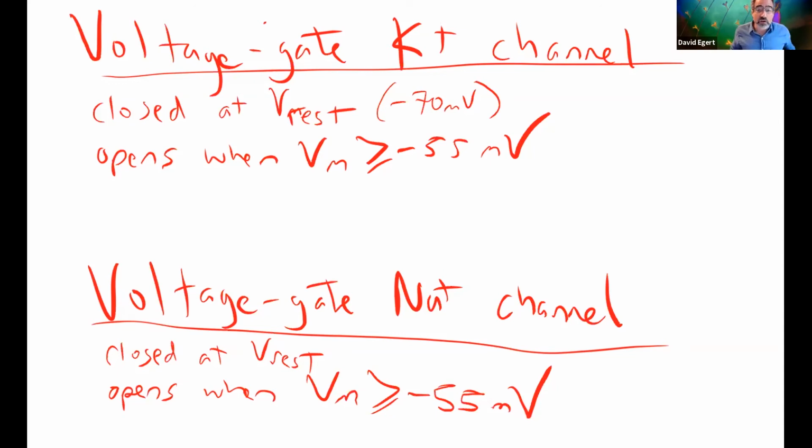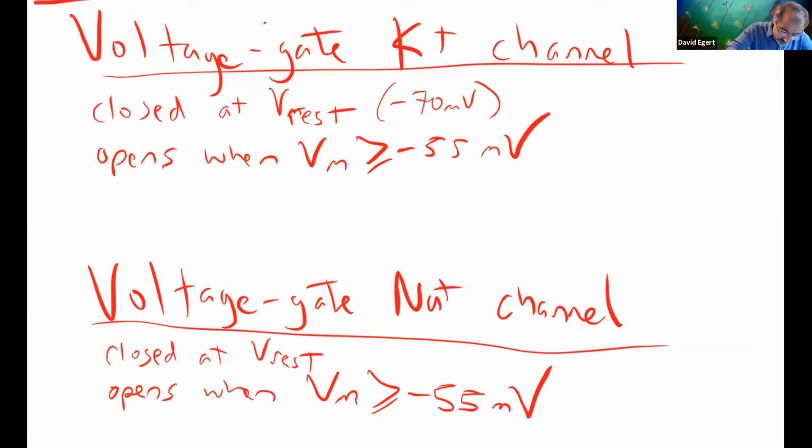So far, they have the same story. They're in the axon membrane. They're closed when the cell's at rest. They open when the membrane voltage goes to minus 55 millivolts or above. But now we're going to come into some big differences between the two.